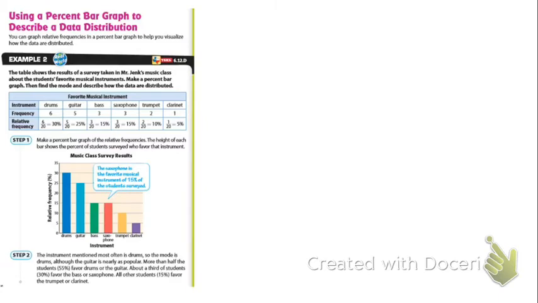All right, so moving on to the next one. They're telling us about using a percent bar graph to describe a data distribution. You can describe relative frequencies in a percent bar graph to help you visualize how the data are distributed. Example number 2.